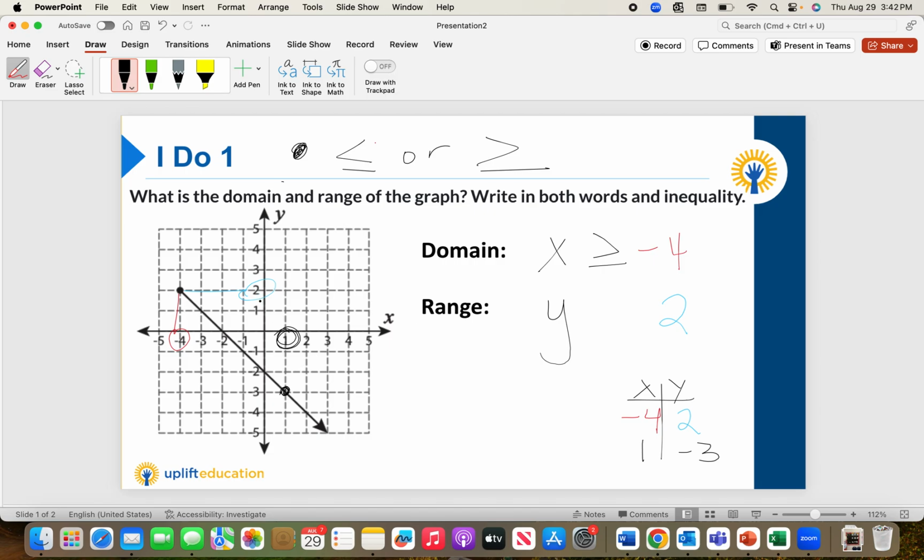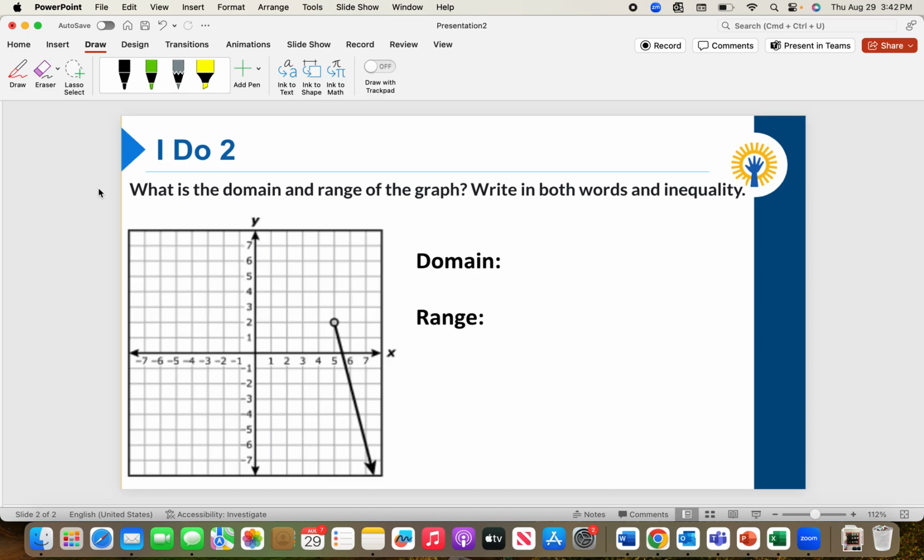If I'm going from 2 to -3, my y values are now decreasing, meaning I cannot have a bigger number than 2. 1 is not bigger than 2, 0 is not bigger than 2. None of these numbers are going to be bigger than 2, leaving us with a less than or equal to symbol. Perfect. Let's look at the next one.